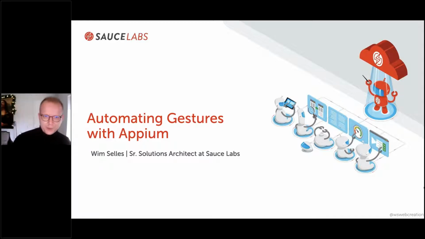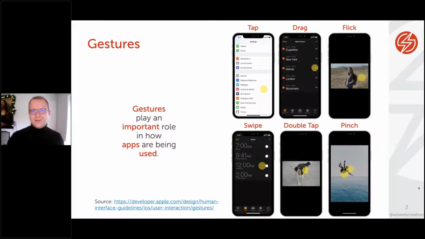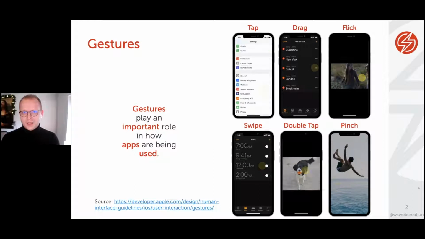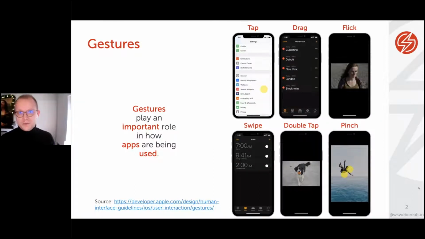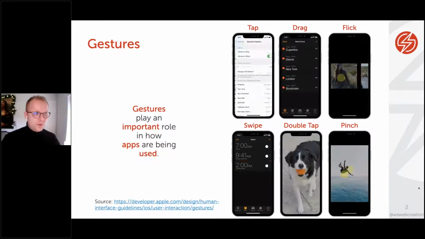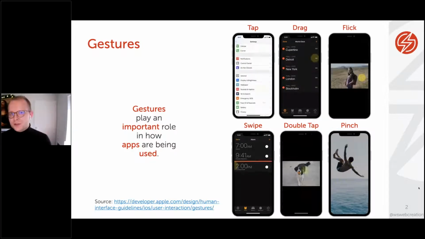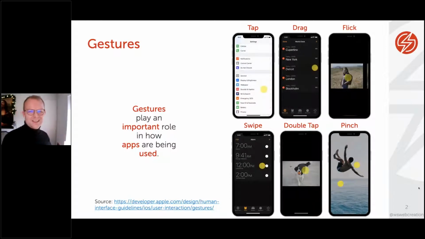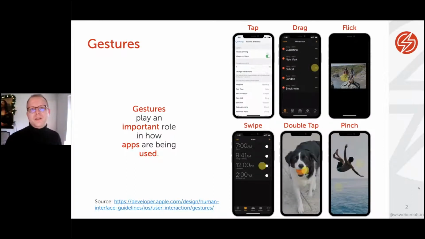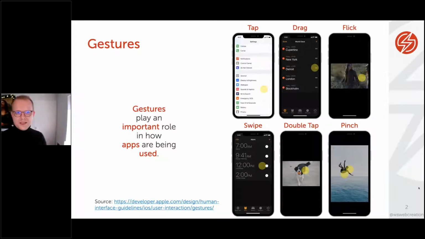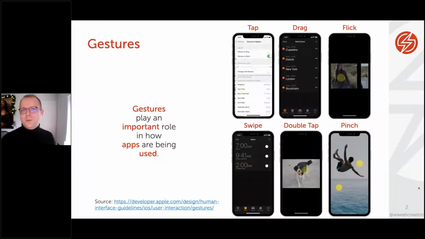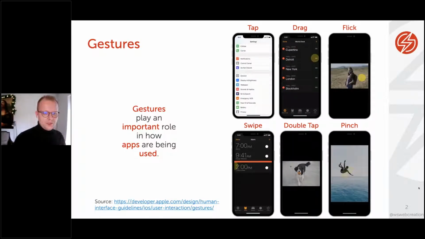The second reason for selecting this topic is that gestures play a very, very important role in how apps, especially mobile apps, are being used. As you can see here, this is from the Apple website. We've got all types of gestures: tap, drag, flick, swipe, double tap, pinch. And if I look at all our customers and what they're testing, this is not something that a lot of our customers are testing. So I thought maybe I can help everybody, also who's not a customer of Sauce Labs, everybody who's joining this webinar, to look into gestures.